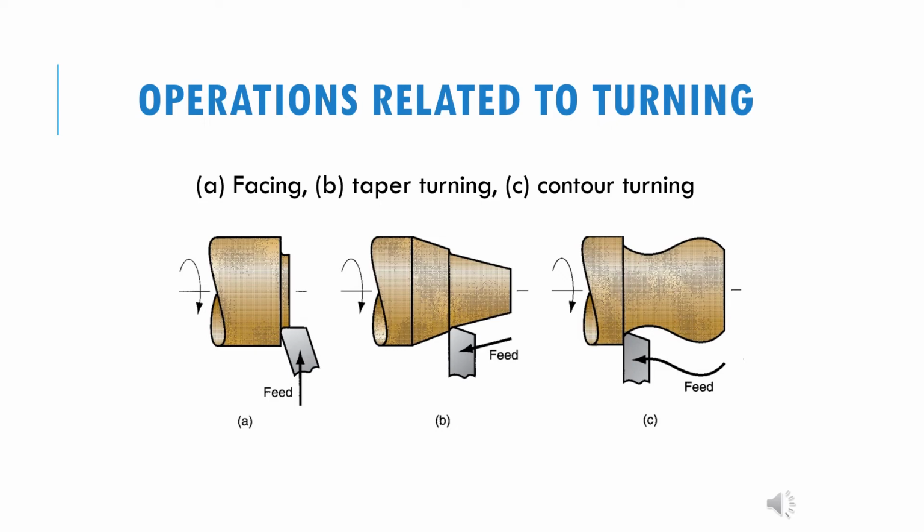The second one is taper turning. Taper turning is used when you want to create an angle shape on the workpiece. And C is contour turning. Contour turning is a turning where the movement of the tool will create a shape that is not angled, with a contour on it. Okay, so that's the operation for contour turning.